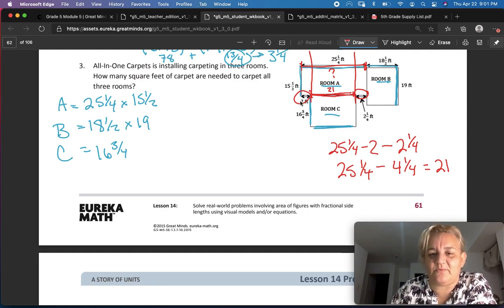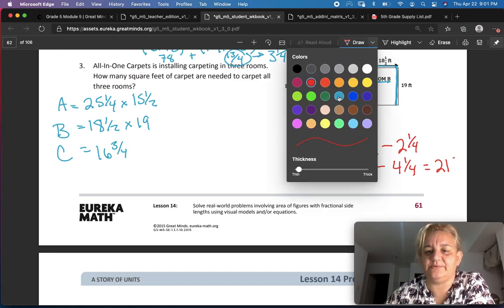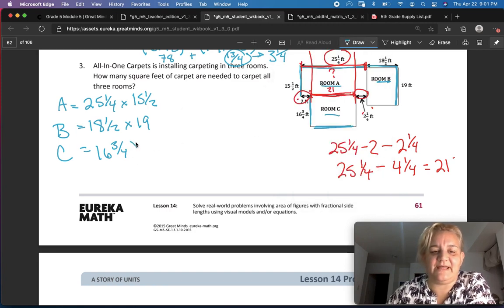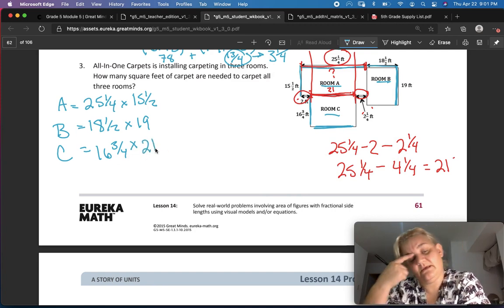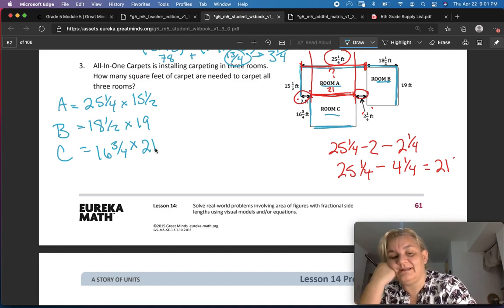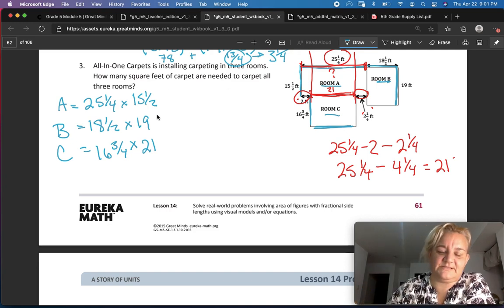How did I find that? Well, 2 plus 21 plus 2 1/4 equals 25 1/4. Now that I have that, I can add that over here. Go back to blue. Now I know my length and my width of all those numbers, so that's 21. Now I'm taking a deep breath because that's a lot of math we're about to do. Are you ready? Let's find the area of room A first.